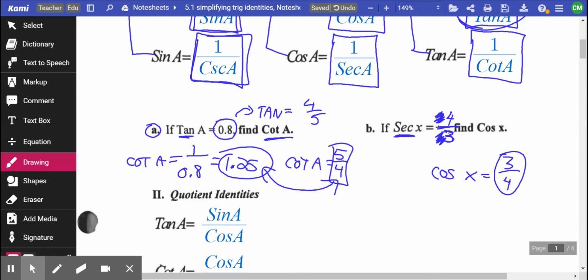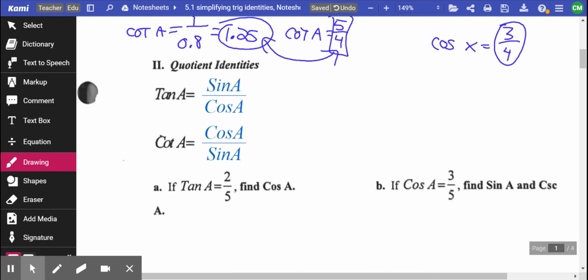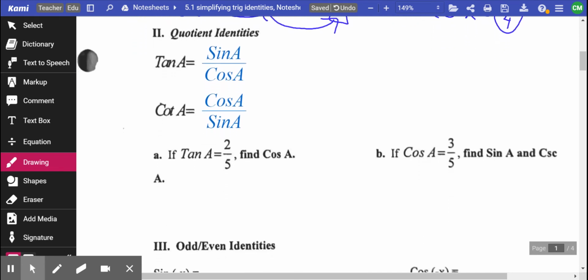All right, the second part, which will be the last part that we go over, is what's called quotient identities. And I kind of mentioned it with tangent and cotangent. Tangent in the unit circle was y divided by x. And usually y in the unit circle is sine, x is cosine. So this is another way to look at it, to say sine over cosine.